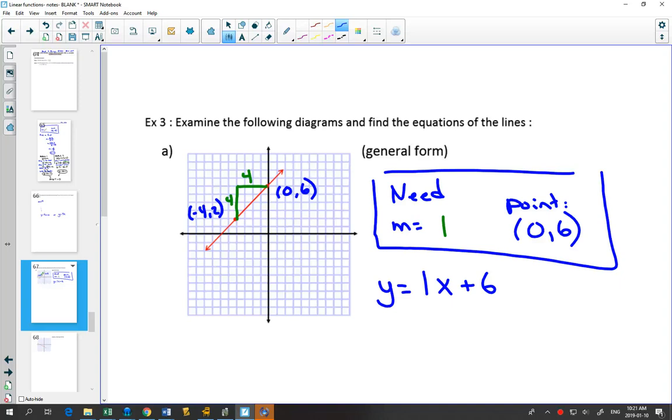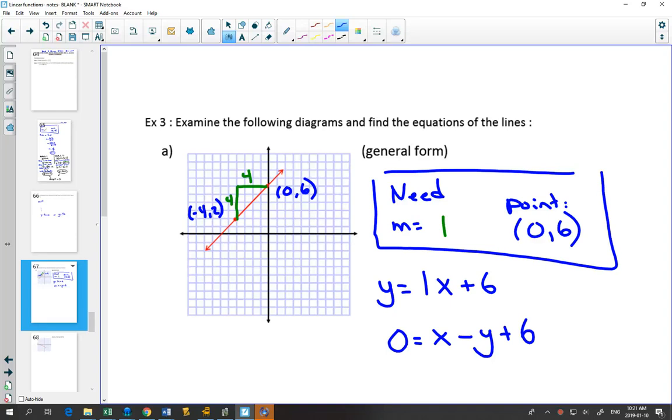And we are so close to being done, but it asked for general form. We just need to rearrange this. 0 equals, I'll keep the x on this side. I'm going to subtract y on both sides because the coefficient of x needs to be positive, and we're done.